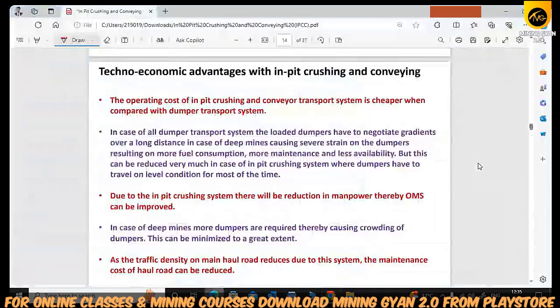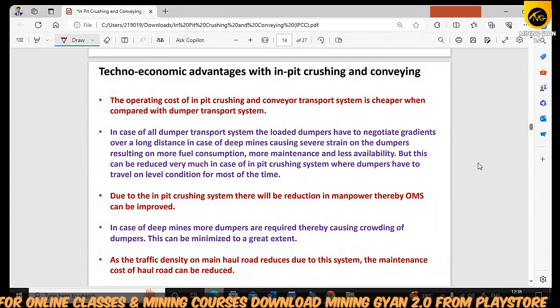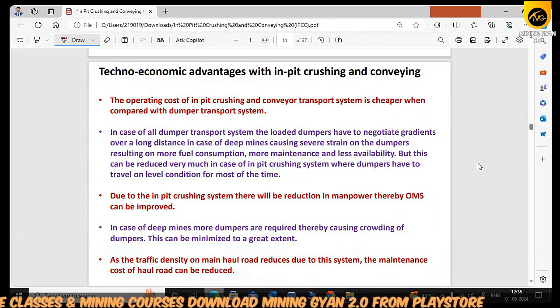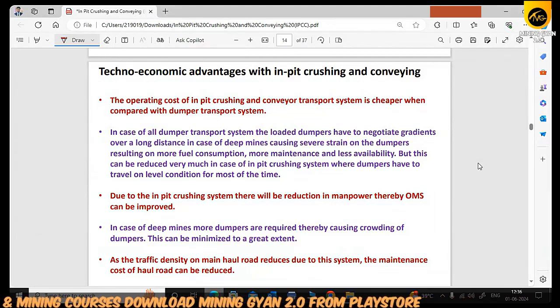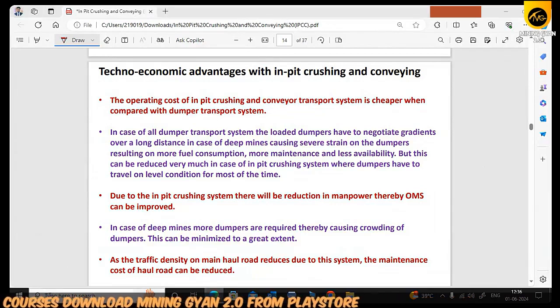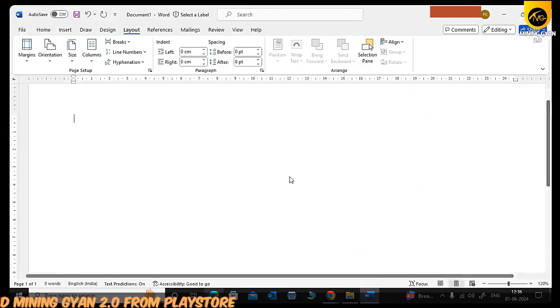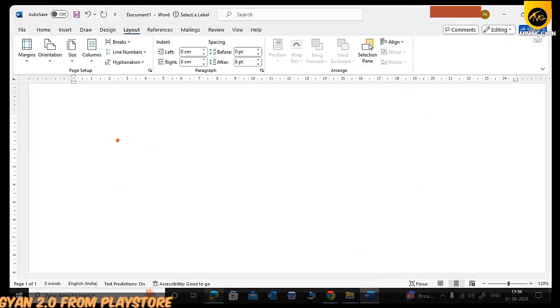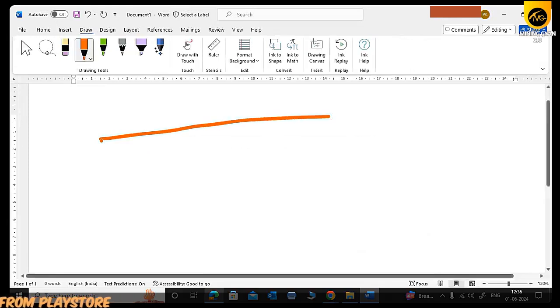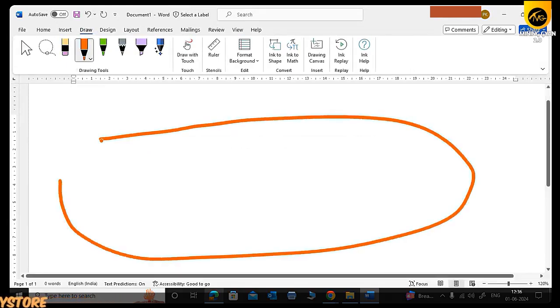Those who are new to the classes, understand the techno-economic advantage of the in-pit crushing system. The first point is that the operating cost of the in-pit crushing conveying transport system is cheaper compared to the dumper transport system. Why? Understand here. Let's open the Word file so that I can write there. You see, when we make a pit, what happens?